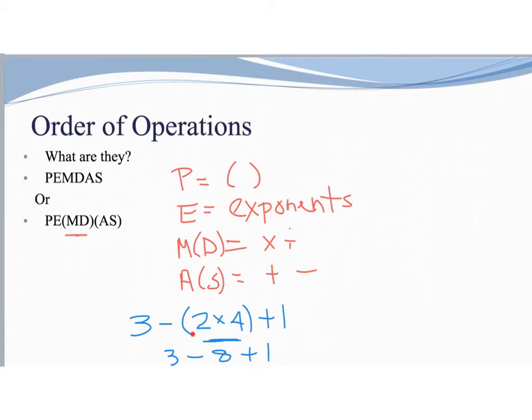Now I'm left with a subtraction and addition. Because these are on the quote-unquote same playing field, or they can be used interchangeably, I'm going to do the operation that comes first as I go from left to right. So I'm going to take the 3 and go 3 minus 8, which is a negative 5, and then I'm going to add the 1, and now I can simplify everything to get negative 4.